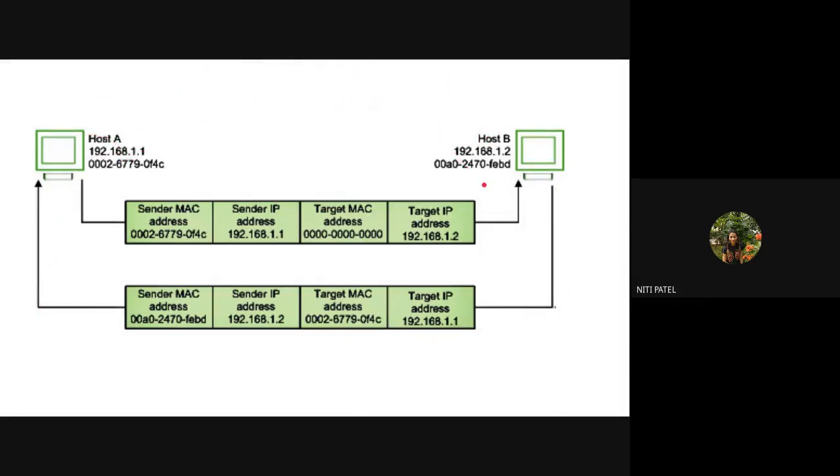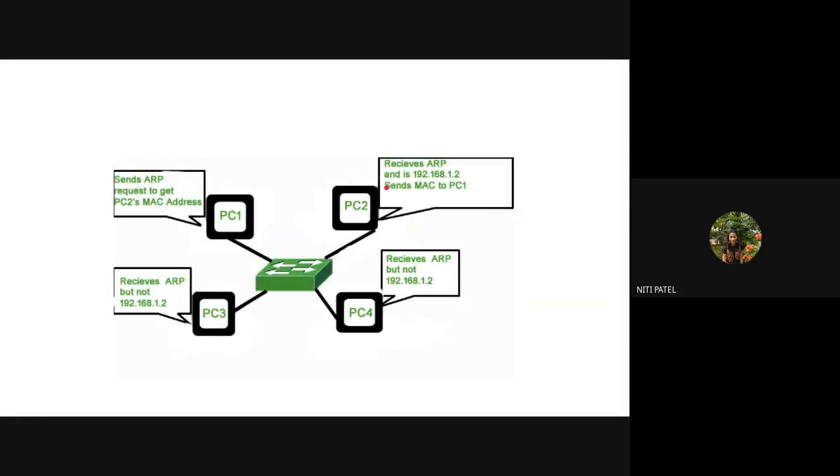So while sending, it is broadcast, but while replying with the information, it goes only to the machine that requested it, not all the machines on the network. Is this clear? What is ARP? Yes, ma'am.